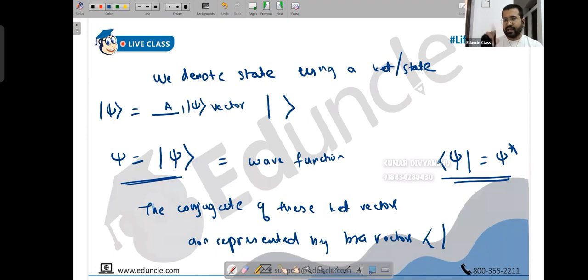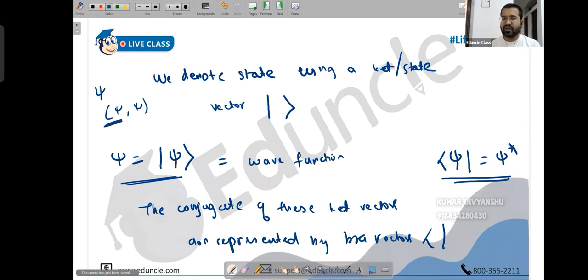But whatever wave functions they write, they have to write it in the bracket notation. Now these are the standard notations. But before these notations came, we used to use simple psi, simple brackets, and we had made a rule that the left one is conjugate, the right one is simple. But he came up with these different notations.